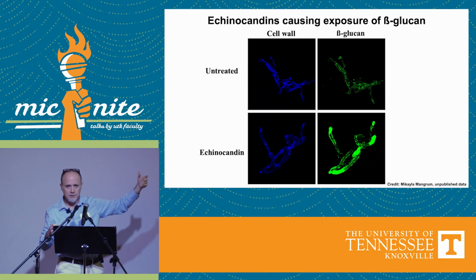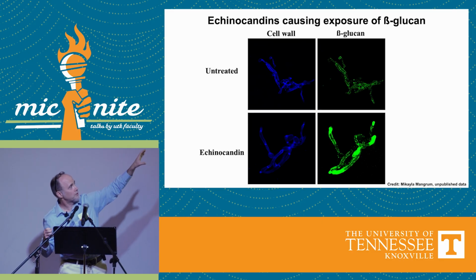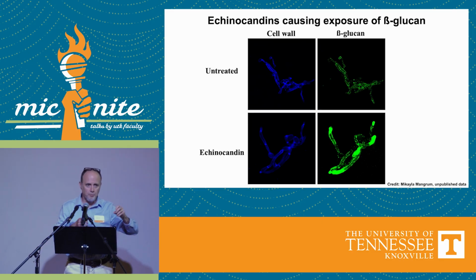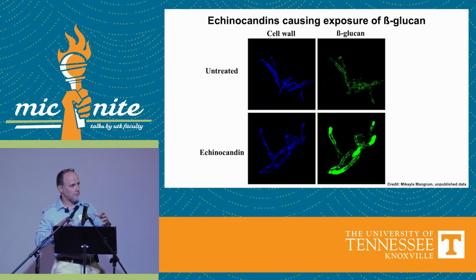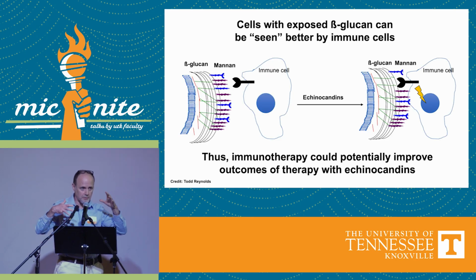What my lab's been studying is how does this process of shaping the cell wall occur? An example of some of the experiments we do: in the top you see untreated, and the bottom you see treated. We have a probe that detects the beta-glucan. It is not binding as well on the top, but it binds better in the bottom because you get exposure. And the idea is that the immune system can see it better and therefore might respond. So even if the drug concentration is not getting high enough, the immune system could come in and mop up what we don't take care of.